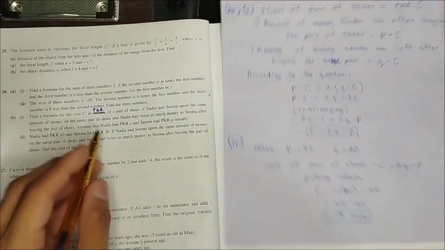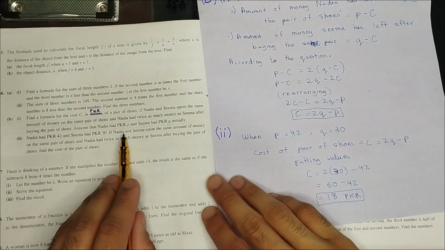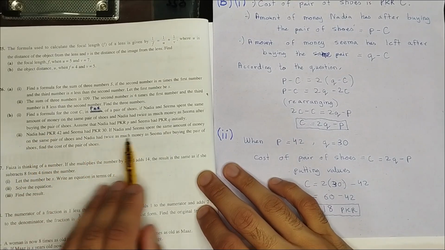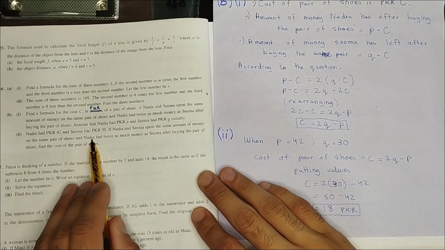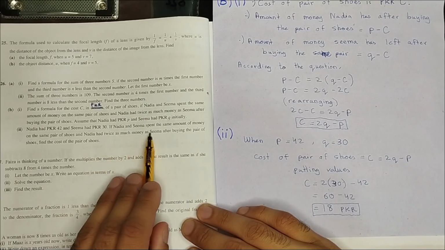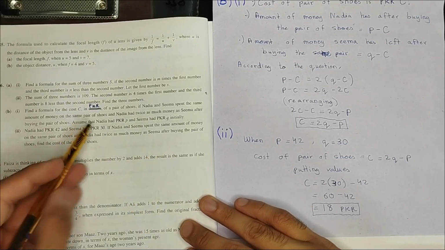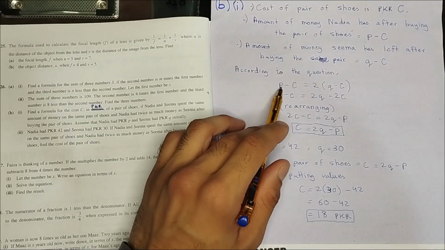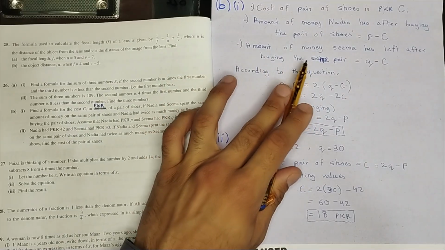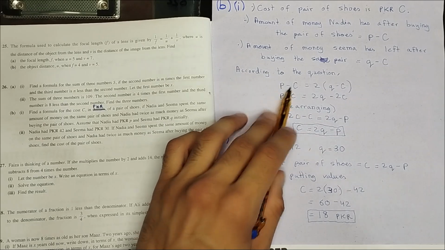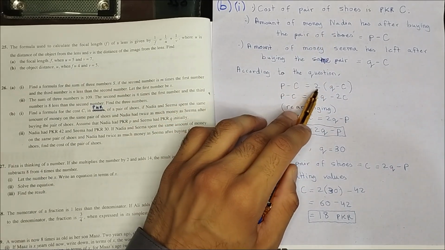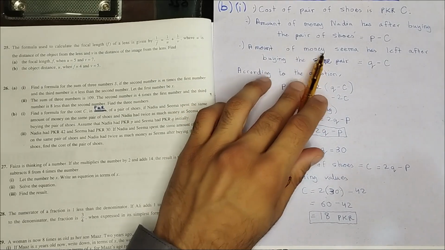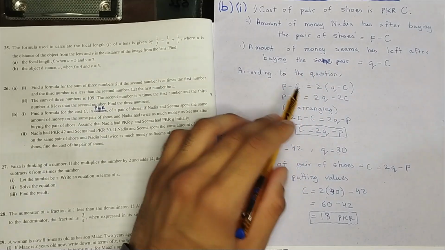According to the question, there is an equation right here. It says that they both spent the same amount of money, and that the amount of money that Nadia had left is twice as much as Seema. So P minus C, the amount of money that Nadia has left, is equal to 2 times, in other words twice, what Seema had left. You have an equation now.